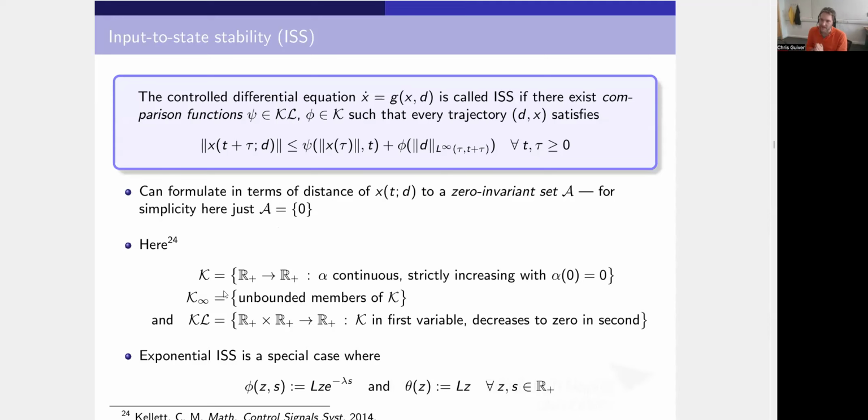I speak a bit about ISS. I expect for this audience, all of this is known. This is kind of Chris's take on it. I'll be quite brief. So just consider a controlled differential equation, x dot is g of x and d.